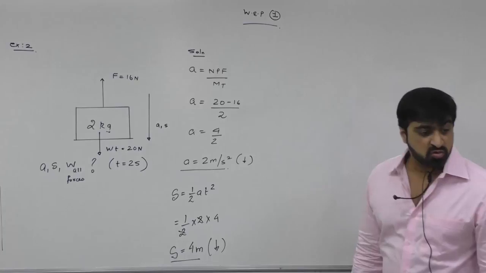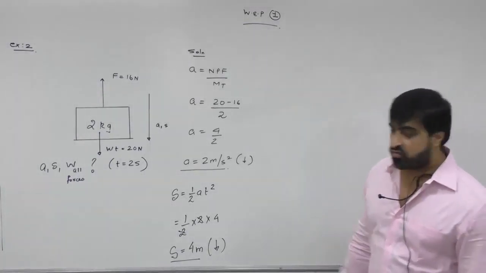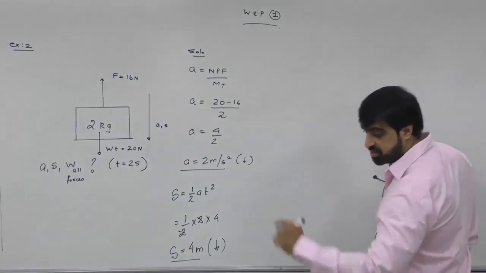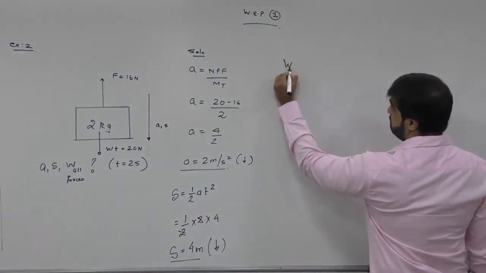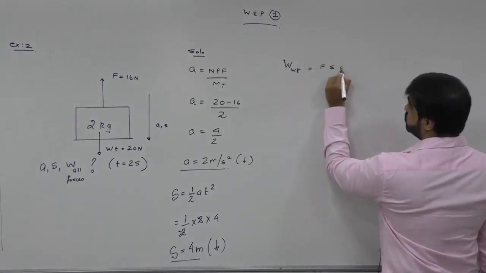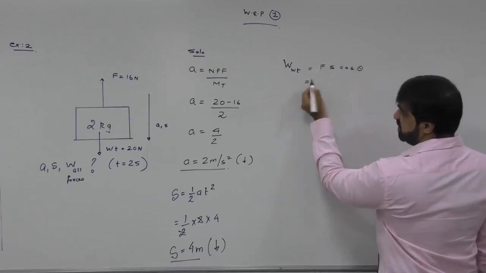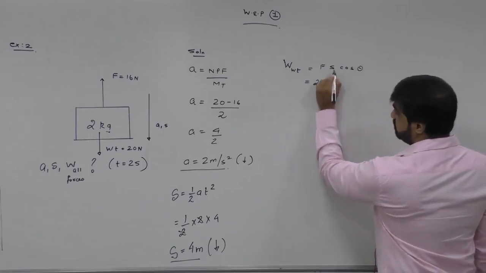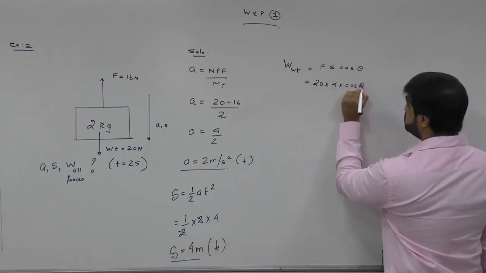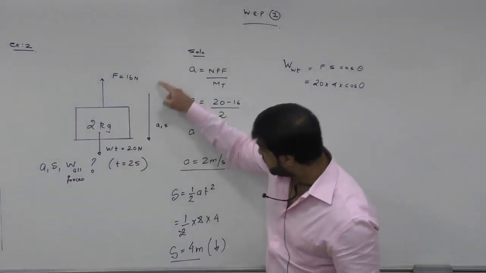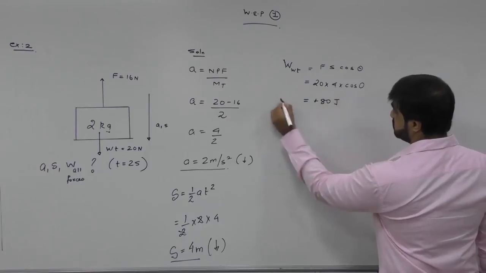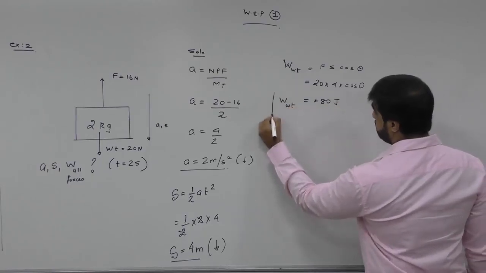Work done by all forces individually. One is capital F and another is weight. So I have to calculate work done by F as well as work done by weight. First I'll calculate work done by weight. What is the formula for work done? Fs cos theta. How much is the force of the weight? 20. How much is the displacement? 4. And cos 0 because both are going down. Weight is also down and displacement is also down. So what will be the answer? Plus 80 joules. This is the work done by weight.